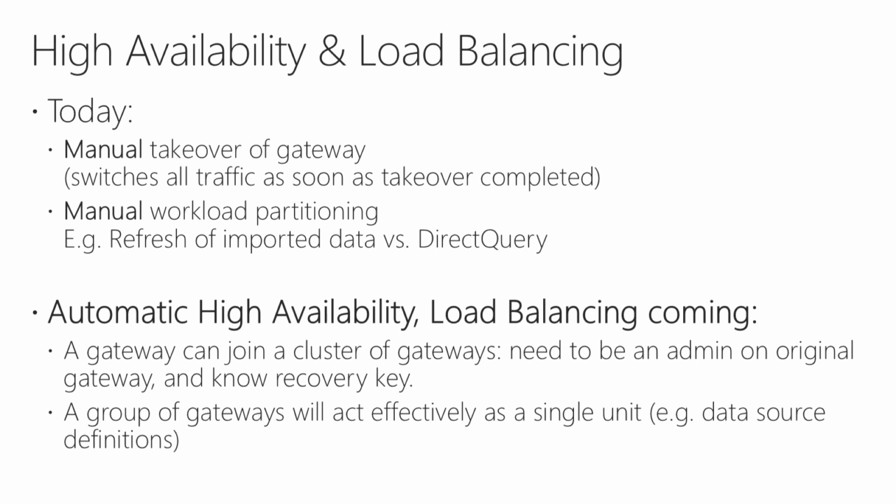And instead of installing a complete standalone gateway, I just say, I would like to have this new gateway act as a logical unit with this gateway on this other machine. And so once you do that, you will basically get high availability across those gateways. And then also we will add load balancing across that unit of gateways.